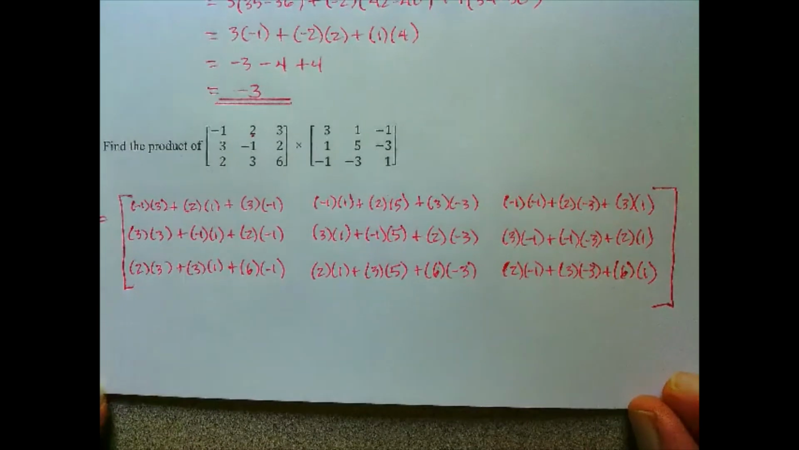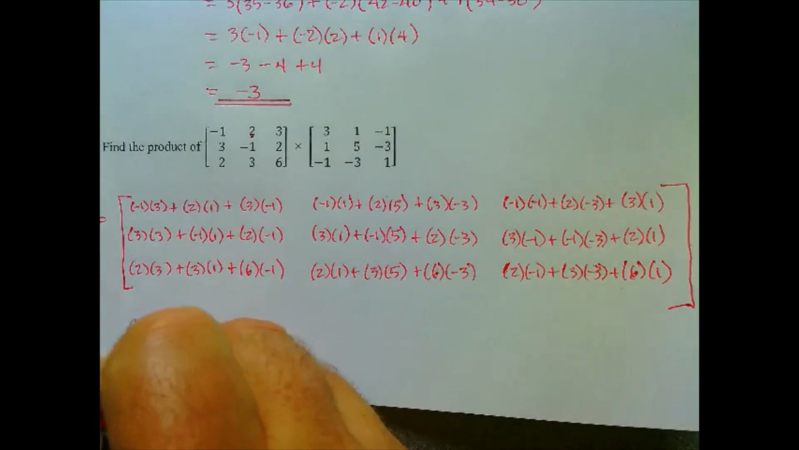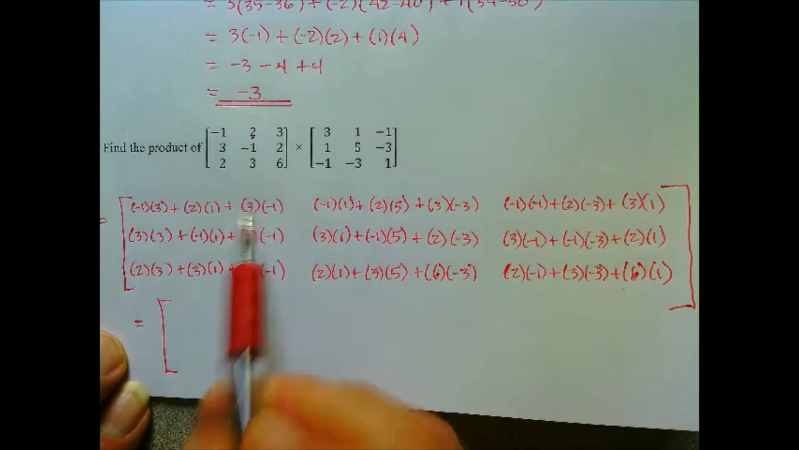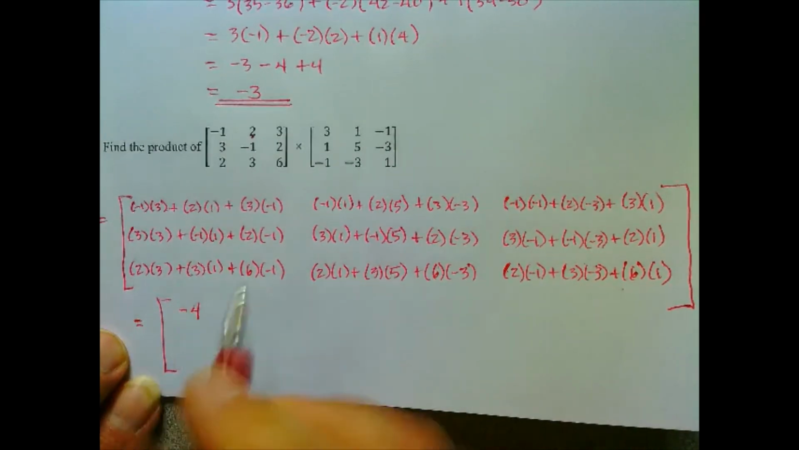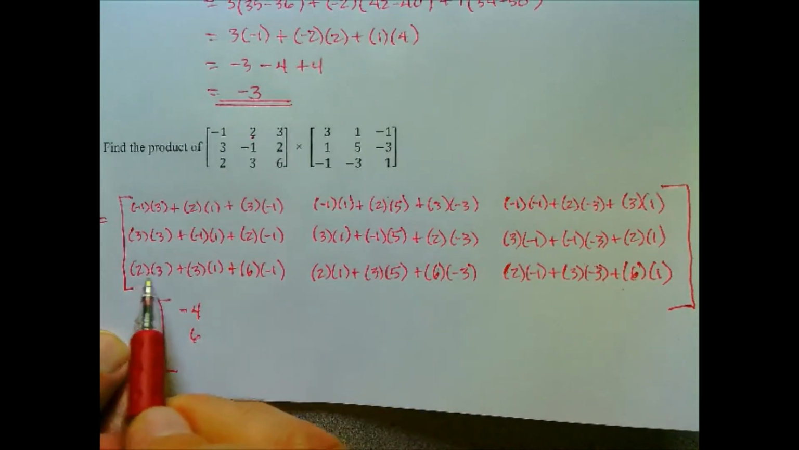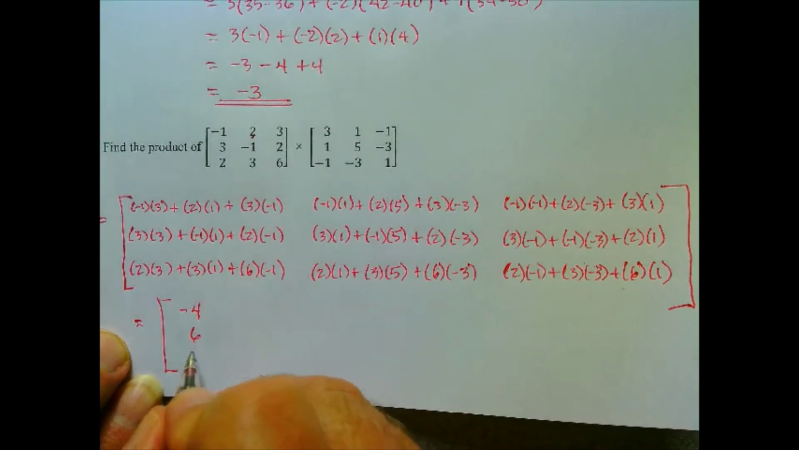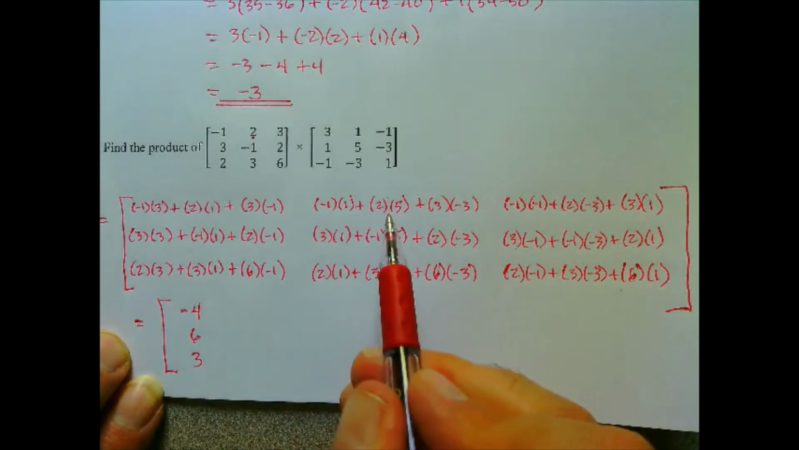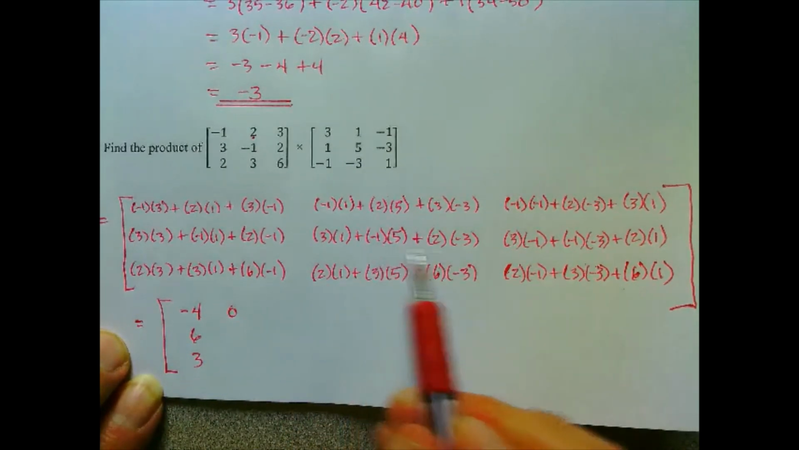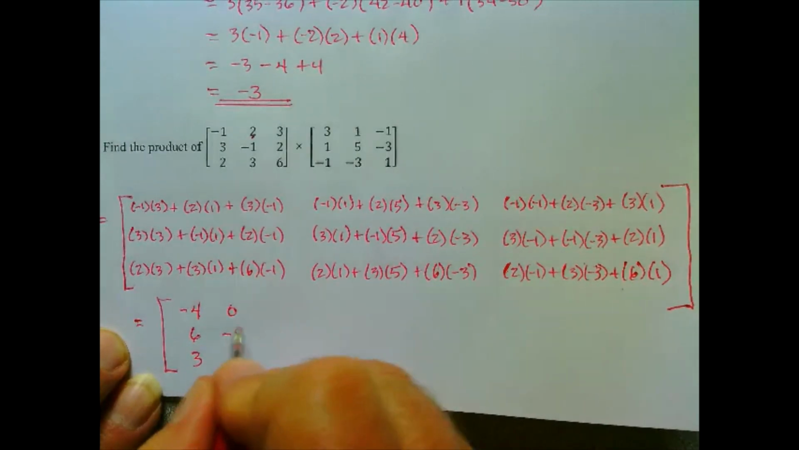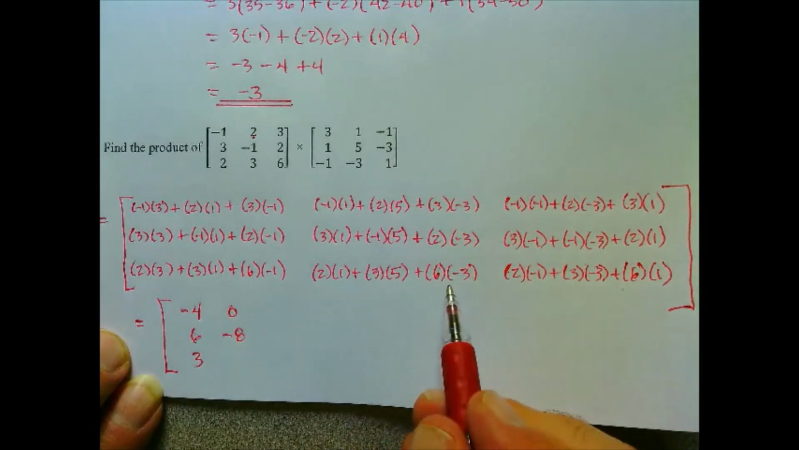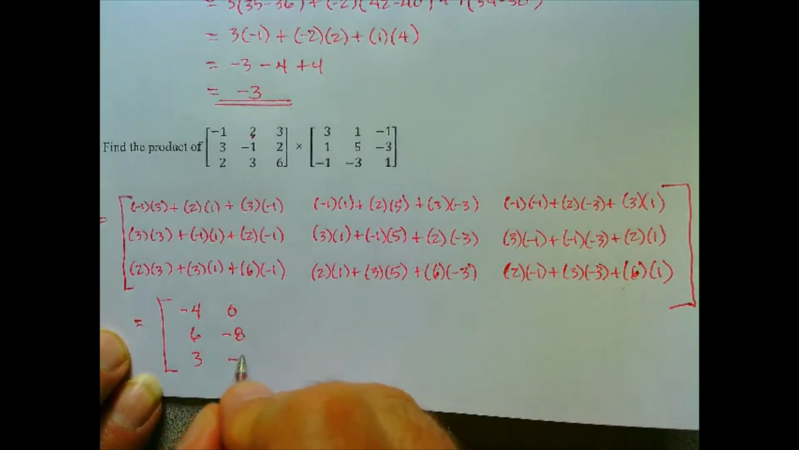Alright, so putting all that together, we have -3 plus 2, subtract 3 more, so that's a -4. 9, subtract 1, subtract 2, so that's a 6. 6 plus 3, subtract 6, so that's a 3. -1 plus 10, subtract 9, so that's a 0. 3, subtract 5, subtract 6, -8. 2 plus 15, subtract 18, -1.